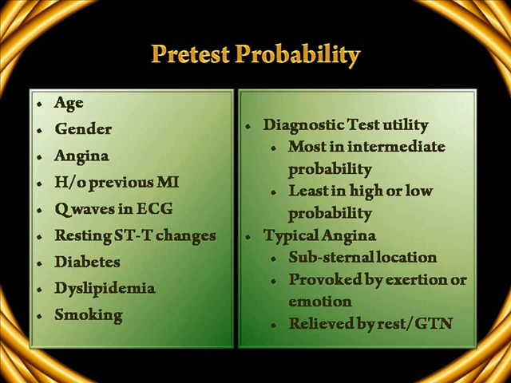Typical angina has the following features: the location of the chest pain, substernal or precordial, and the pain is provoked by exertion or emotion, and the pain is relieved by rest or nitroglycerine. So, once again, the location of the pain, precordial or substernal, provocation by exertion and emotion, relief by rest and nitroglycerine are the hallmarks of a typical angina. When a patient does not have all these features but has some features of angina, such a patient is called atypical angina. When a chest pain is not conforming to any one of these descriptions, it is called non-anginal chest pain.